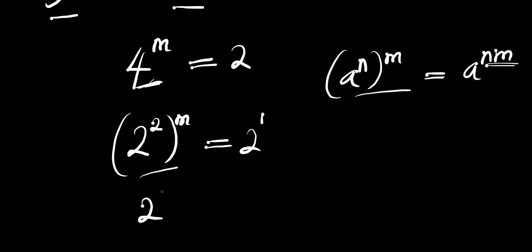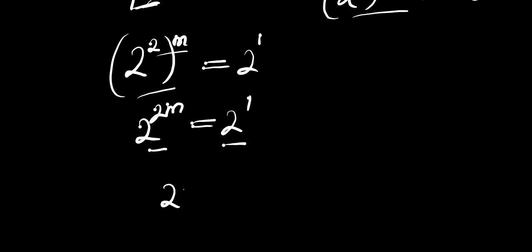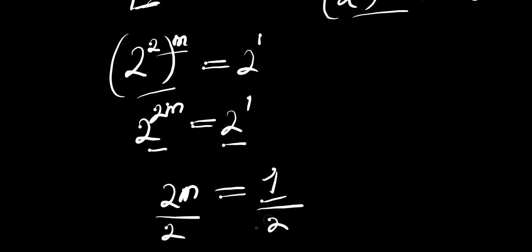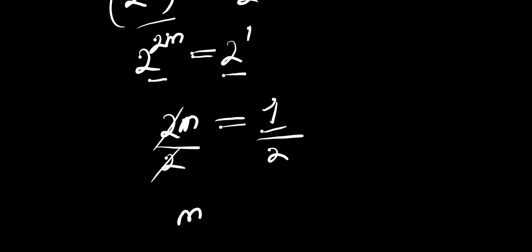That means we have 2 to the power of 2m, that is 2 times m, and this equals 2 to the power of 1. Now going by the same identity again, if the bases are the same, you compare the exponents. That means we are going to have 2m equals 1. So if 2m equals 1, what do we do? We can solve for m here. We divide both sides of this equation by 2, and 2 definitely will cancel this 2. We have m equals 1 over 2. So m equals 1 over 2.